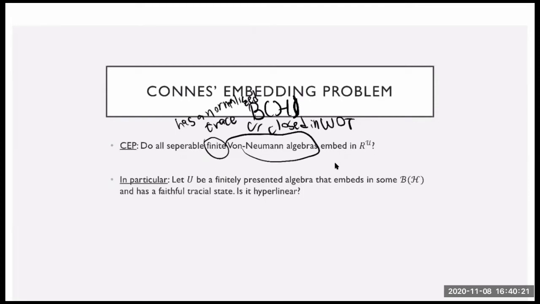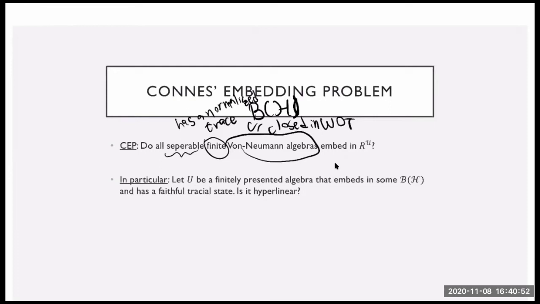Okay, so we need also separable. So we assume some topological assumption, but that's it. So do all separable finite von Neumann algebras embed in the ultra power of the hyperfinite II_1 factor? In this or in some? There is only one. They are isomorphic to one another. They are all isomorphic. Yeah. This is not trivial, but it is true.